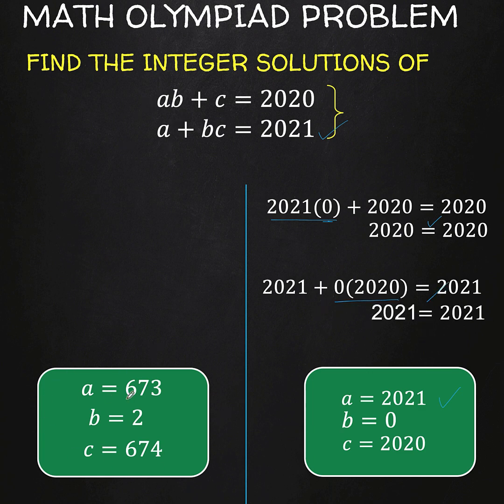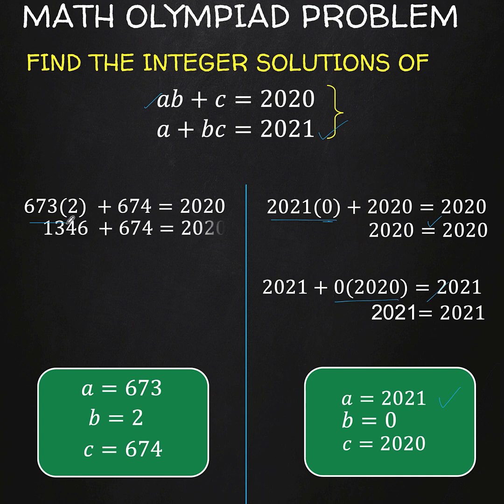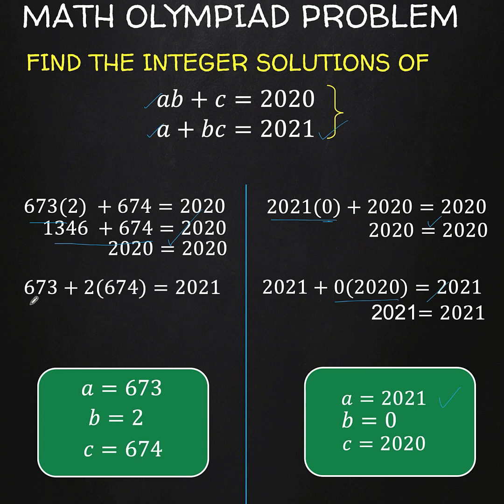And at this left part, take this first equation. a is 673, b is 2, and c is 674. Multiply this to arrive at 1,346 and add these two to arrive at 2020 equals 2020, which is also correct. Then take the second equation and substitute a equals 673, b is 2, and c is 674. Then perform the arithmetic computation. We again arrive at 2021 equals 2021, which is also correct.